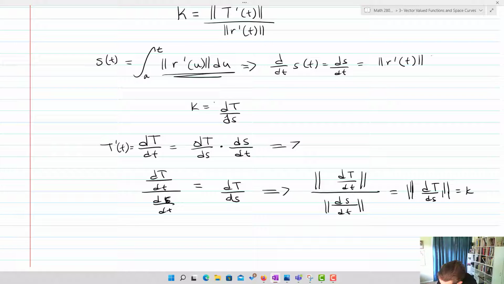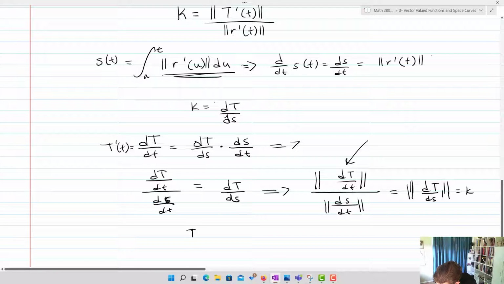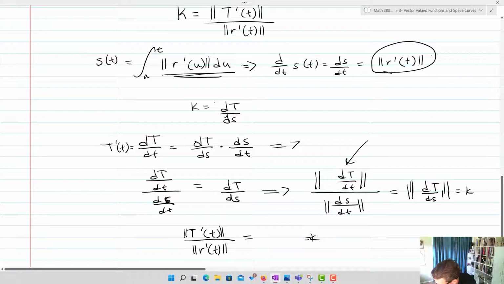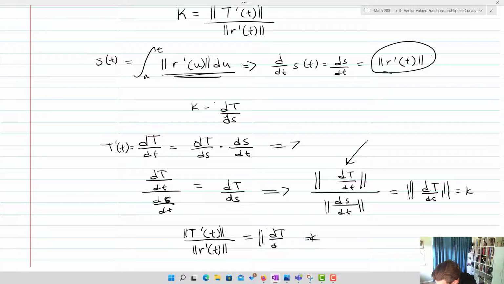So consequently, this thing here is T prime of t. That means my curvature k is going to equal the magnitude of T prime of t divided by ds/dt, and remember, we just found that that's the magnitude of r prime of t. And that then equals the magnitude of dT/ds, which is my curvature. And that ends up being a lot easier to work with. So let's actually see an example of that.